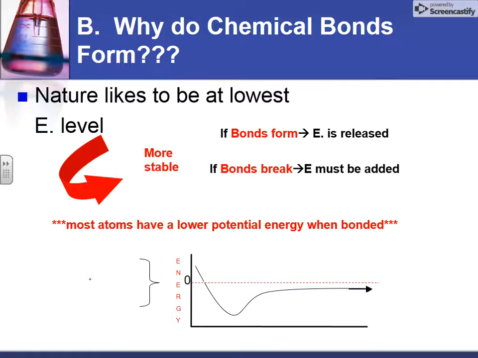Most atoms have a lower potential energy when they are bonded to other atoms. Now, I do say most atoms because, of course, your noble gases are already stable, so they don't typically participate in chemical bonding because they have their stable octet, or in helium's case, a stable duet. But most atoms will have a lower potential energy when they are bonded.